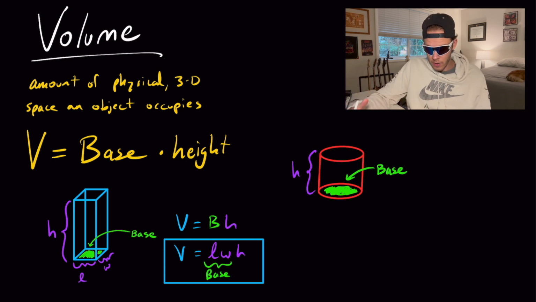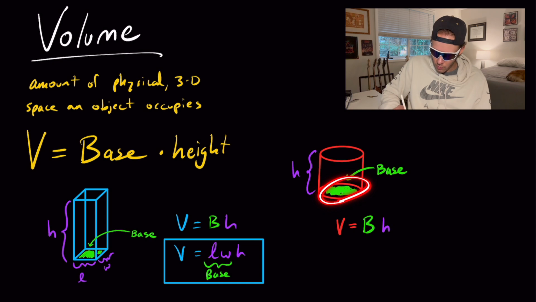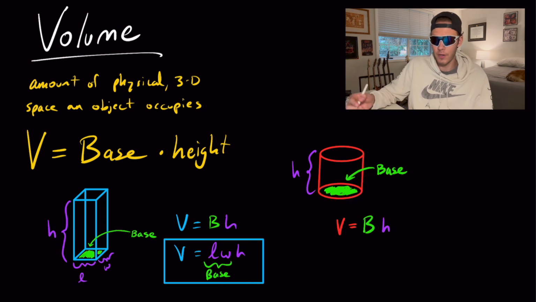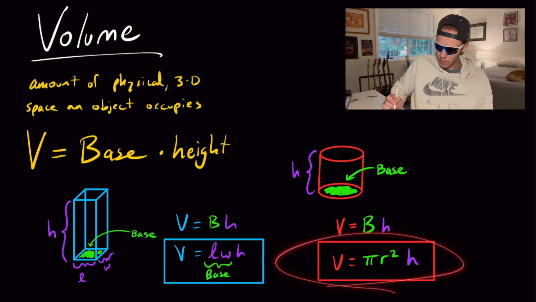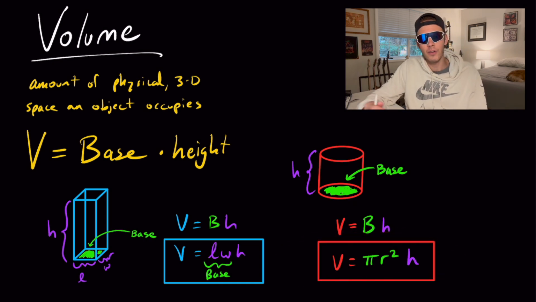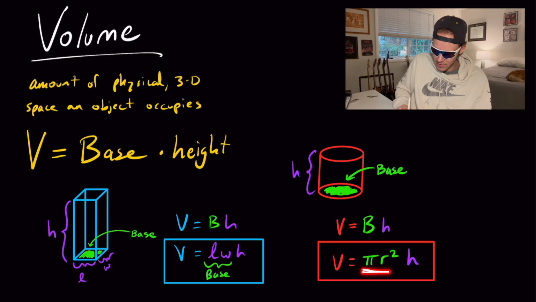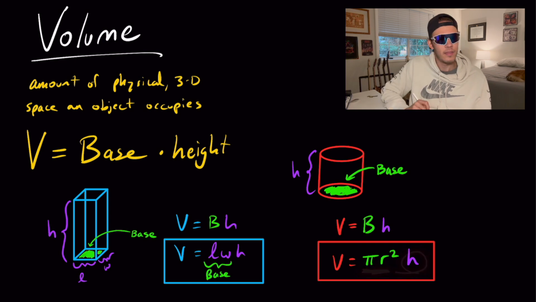Cylinders are another 3D figure that follows that base times height logic when it comes to calculating its volume. So base times height works here, and we could get more specific, and we should, because we know what that base is. The base is a circle, and what's the area of a circle? Well, it's pi r squared. So that means our volume formula for cylinders goes from this to this. Volume of a cylinder is equal to pi r squared times h. Remember, this is the area of the base, and then that's our height.